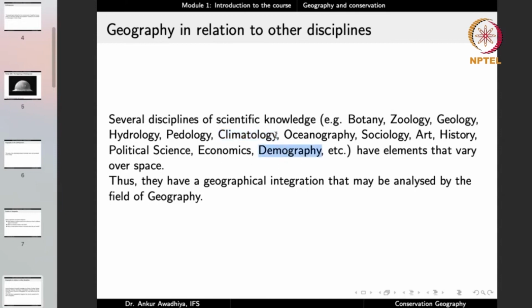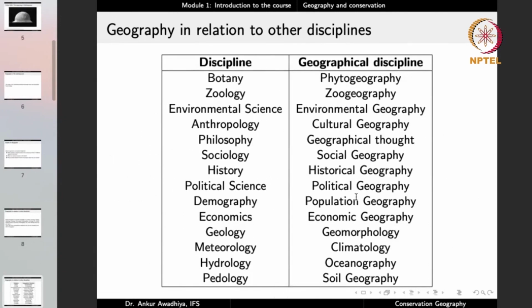Now, demography is the science of demos, which is people. So in each and every one of these disciplines, if they have elements that vary over space, then we can study them in geography. And thus, these different disciplines have a geographical integration that may be analyzed by the field of geography. And because of that, we have several disciplines in geography. So when you study the elements of botany that vary over space, we have the geographical discipline of phytogeography. Phyto means plant, so we are asking about plant geography.